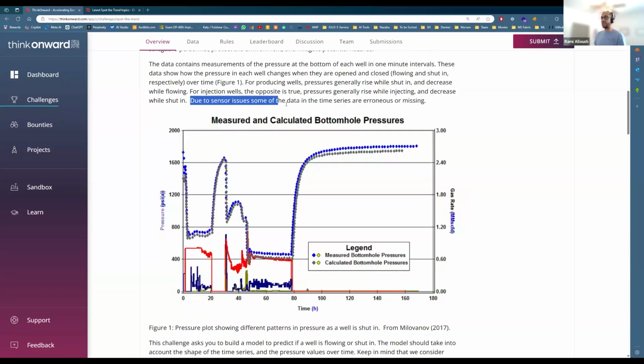Due to sensor issues, some of the data in the time series are erroneous or missing. And this is very expected. This is very, very core when it comes to machine learning and data science. Always question the data. The data is very bad by default. Why? It's coming from underground, very high pressure, very high temperature, sensors thousands of feet down in the ground. So don't trust the data. Question the data. Maybe this data point is wrong, maybe the battery ran out and some of the data are missing, and so on and so forth. So always question the data, and they are highlighting this here.